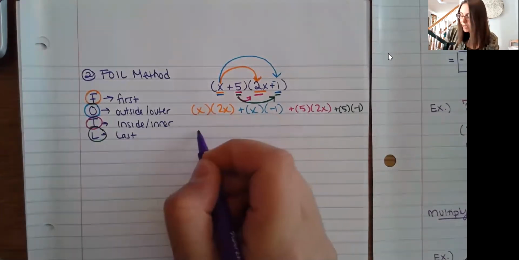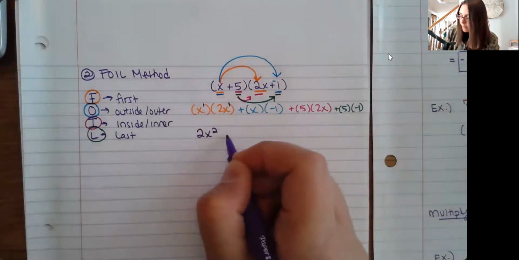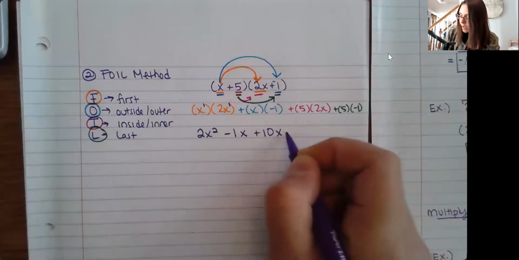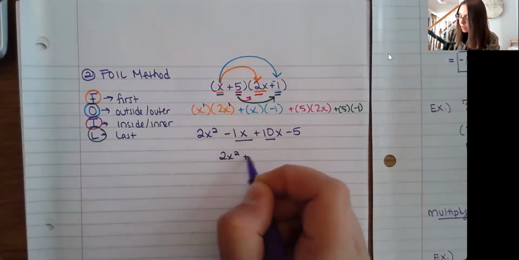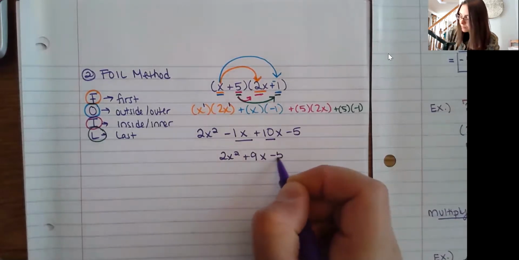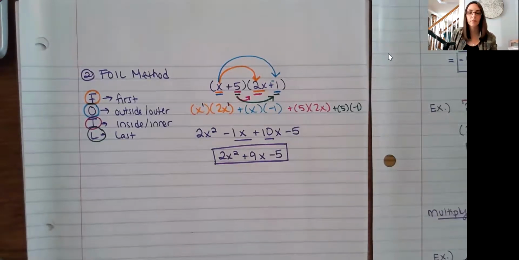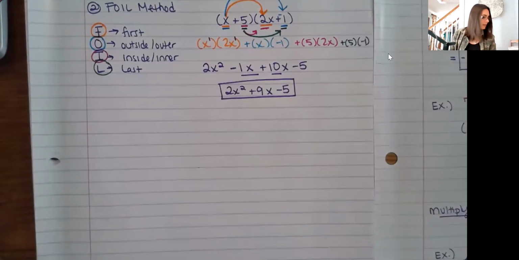So here I would still get that 2x squared, adding up my exponents. Here I still have that -1x plus 10x and -5. And when we combine our like terms, just like we did before, you're going to get that 9x in the middle. All right, let's do another example.